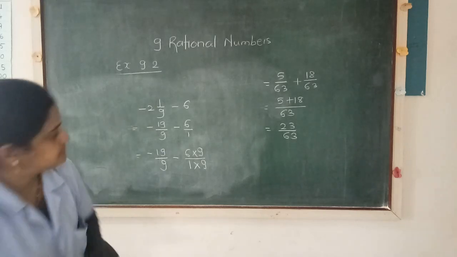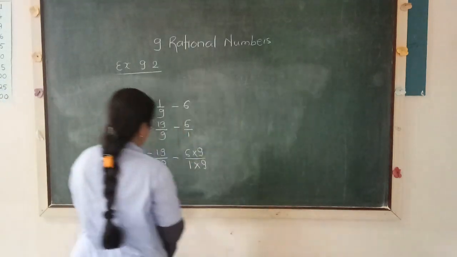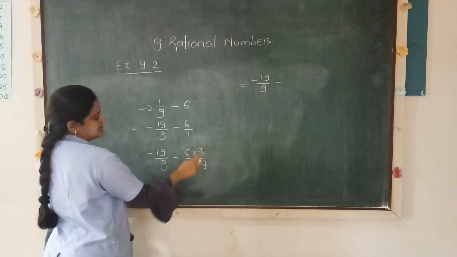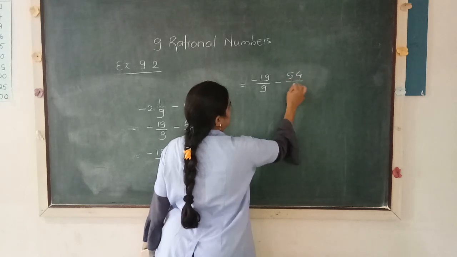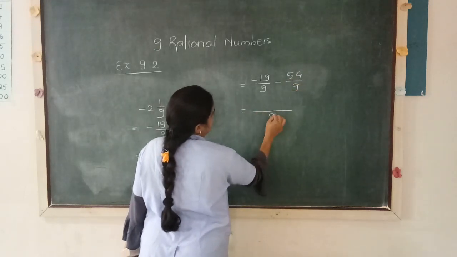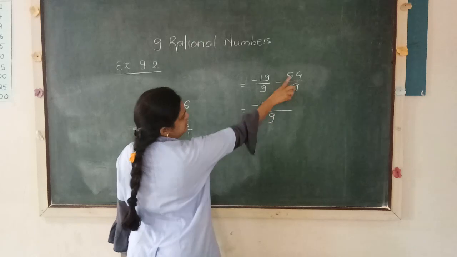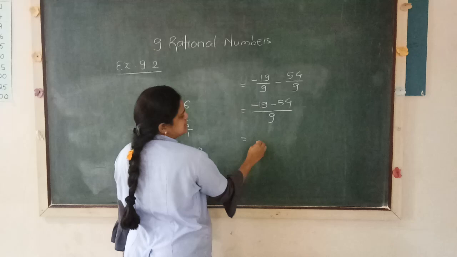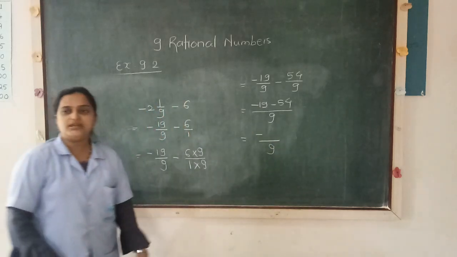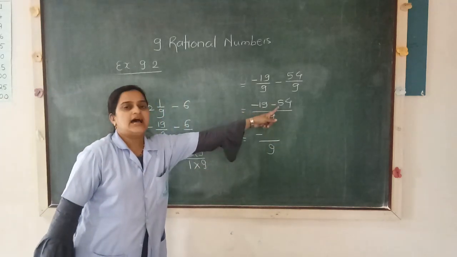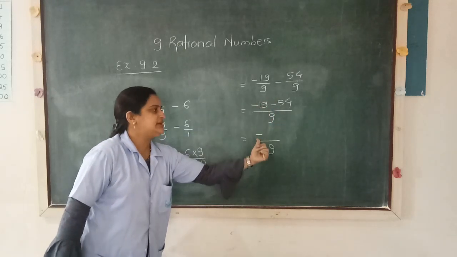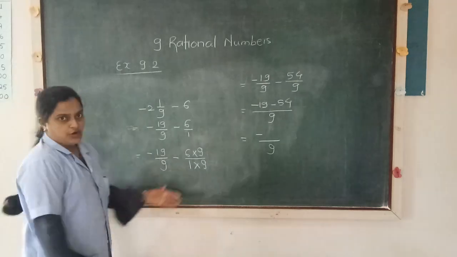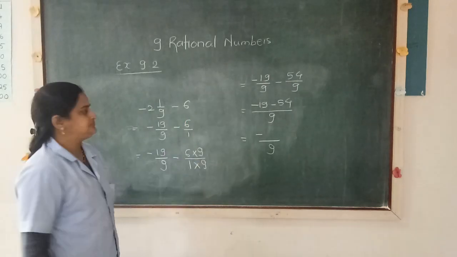Okay, now see the further step. Minus 19 upon 9 minus 9 sixes are 54 upon 9. Now the denominators are same. I can easily add the numerators. Now there is a positive sign, so no problem. I will write this middle sign as it is. And what is the addition of these two, upon 9? The answer is going to be negative. Why? Because both the numbers have the same sign. We should add them and give the sign of the bigger number. The further part you people will do. I hope addition can be done by you, right?